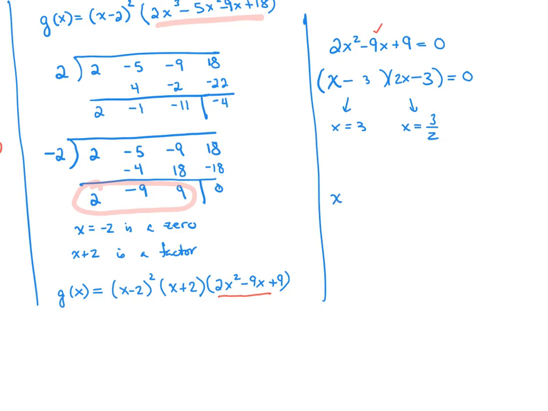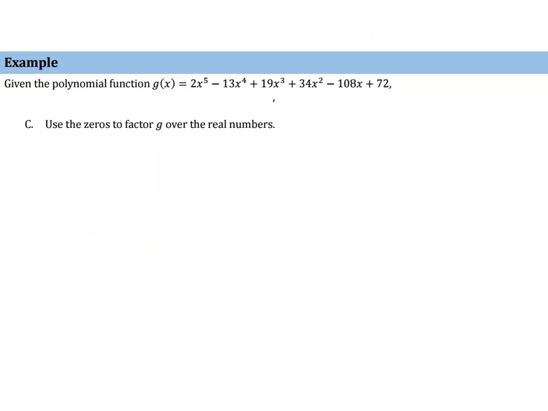So what do we have? Our zeros we have found to be 2 multiplicity 2, negative 2, 3, and 3 halves. So notice how many we have found. 1, 2, 3, 4 real zeros. If we count multiplicity, we get 5. But notice the degree of our polynomial was 5, so we should find 5 or less real zeros, which we have done.